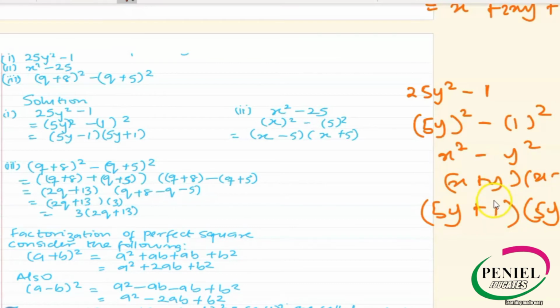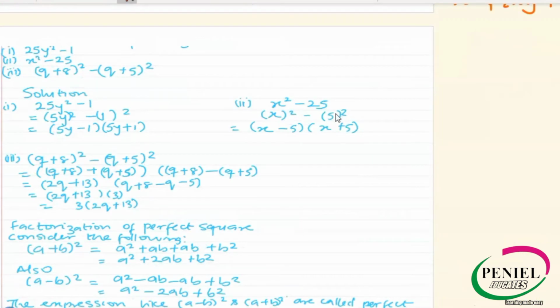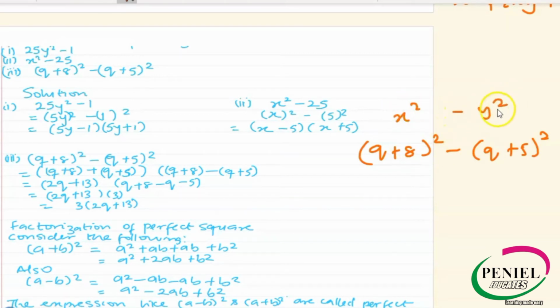Okay, so that is how to factorize difference of 2 squares. You can also do the same thing for this particular example. We're given (q + 8) all squared minus (q + 5) all squared. This is a difference of 2 squares, as if you have x squared minus y squared, and it's going to give me (x + y) into bracket (x - y). So that's what I'm going to have.